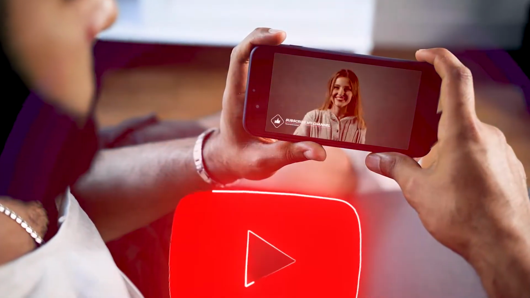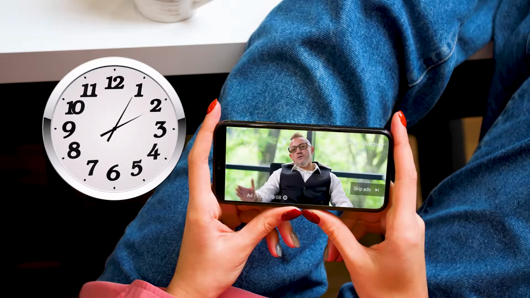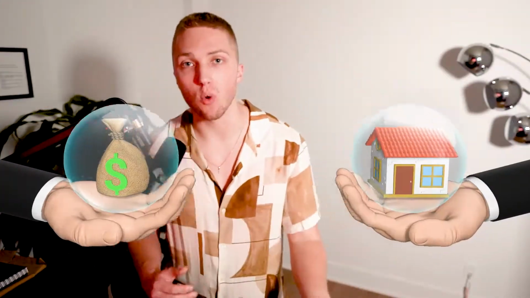Keep in mind, they're already on YouTube. They're watching something else that they're interested in, but they decide to spend over 30 seconds of their time watching your ad. So they must have an interest in either selling, buying, or real estate in general. Then, only then, you'll pay for that. But if they watch less than 30 seconds, you don't pay a cent.